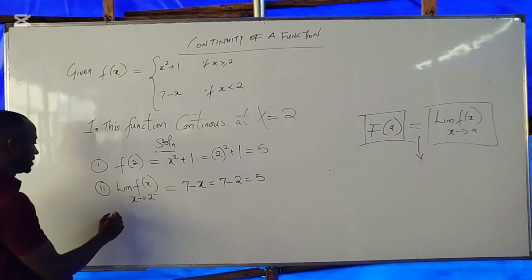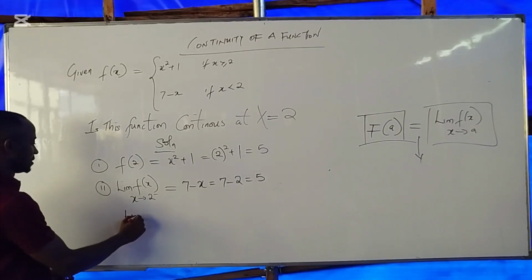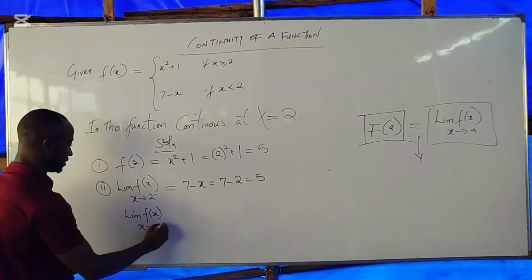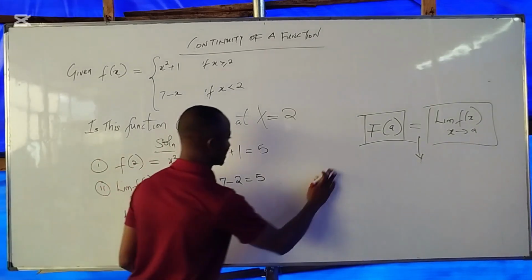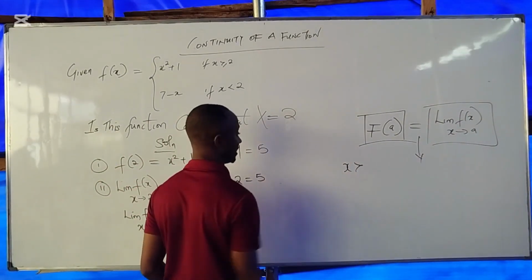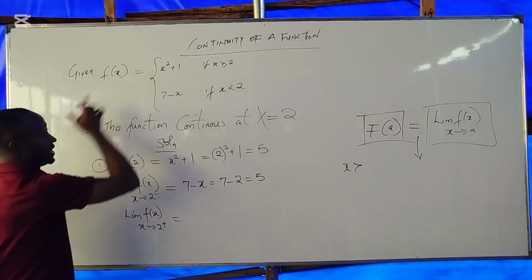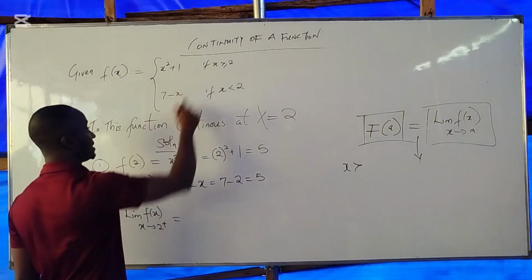Now let's look at the limit of f of x as x approaches 2 on the right hand side. I say the right hand side talks about when x is greater than, right? So which of these functions behaves in that manner? Not the first function behaves in that manner, because in this function x is greater than 2.